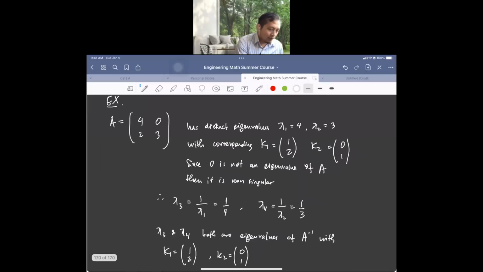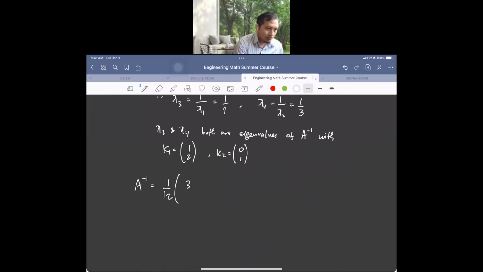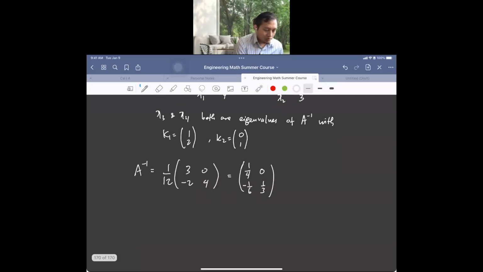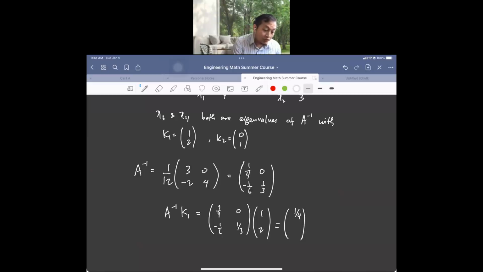We can verify it easily using A inverse. We can take this as 1 over 12 times [3, 4, negative 2, 0], or we say that this is [1 over 4, 1 over 3, negative 1 over 6, 0]. So we can compute A inverse with K1: 1 over 4, negative 1 over 6, 0, 1 over 3. This is 1, 2. So we will have 1 over 4 on the top, and on the bottom 2 over 3, 4 minus 1, it's 1, 3 over 6, so it's 1 over 2.